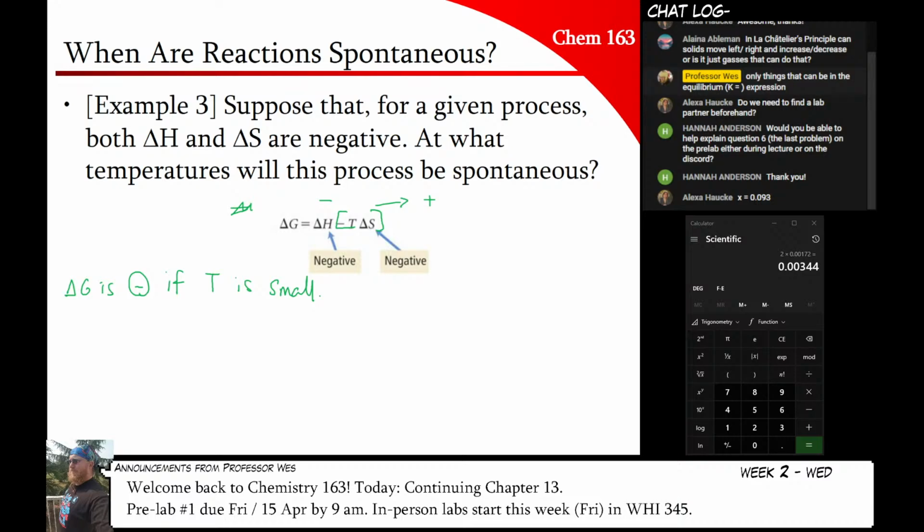delta H. But if temperature is very large, then that positive term will eventually dominate our delta H negative term. And as a result, delta G will end up being positive. So if T is large, then delta G is no longer spontaneous. So a reaction with these terms, where both delta H and delta S are negative, will be spontaneous below a certain temperature. What that temperature is, we're going to have to set delta G equal to 0 and solve for T and see what we get.